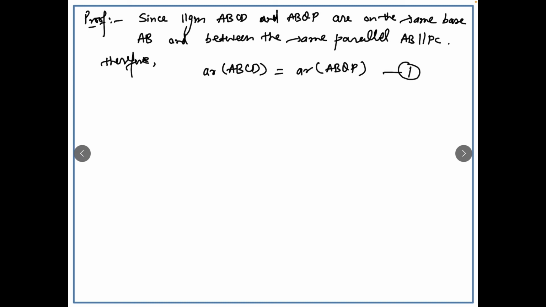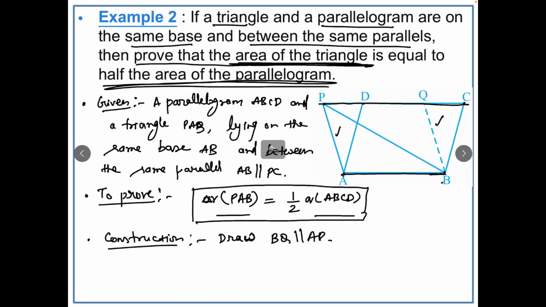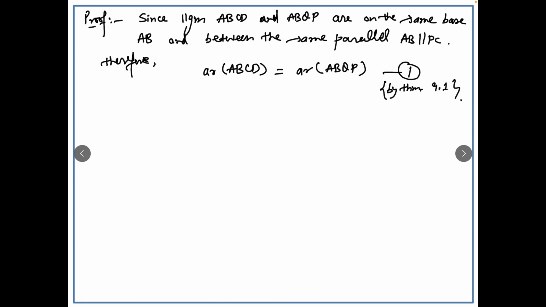Okay, so we have used theorem 9.1 here. Write the reason here: by theorem 9.1, or you can write the statement of theorem 9.1. If two parallelograms are on the same base and between the same parallels, then their areas will be equal. And as you can see, for the parallelogram ABQP, PB is working as a diagonal, and we know that the diagonal of a parallelogram divides it into two triangles of equal area.